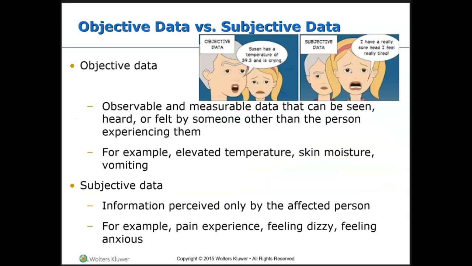There are 2 types of data that can be collected. We have subjective data, and we have objective data. Objective data is data that is observable by the nurse and is measurable. Things like vital signs, breath sounds, moisture on the skin. Those are all objective data. Subjective data is information that only the patient can perceive and report to you. Things like pain, nausea, nervousness. Those are some examples of subjective data, right?